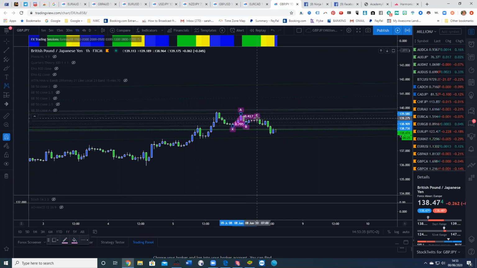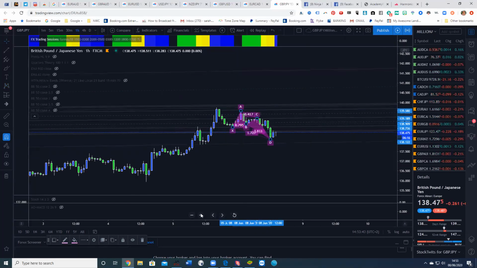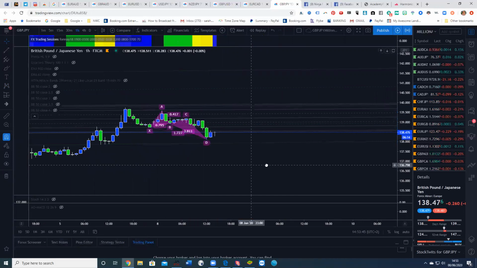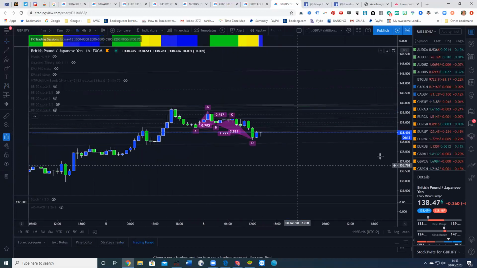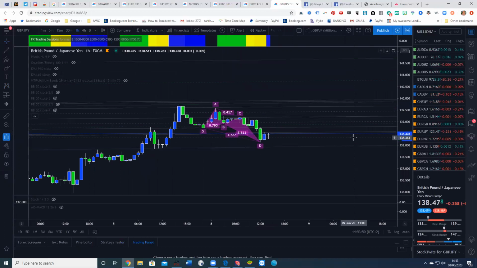That's that little blue doji one. And the D, the 8th of June at 12. That's there. Once you've got that on, check back.